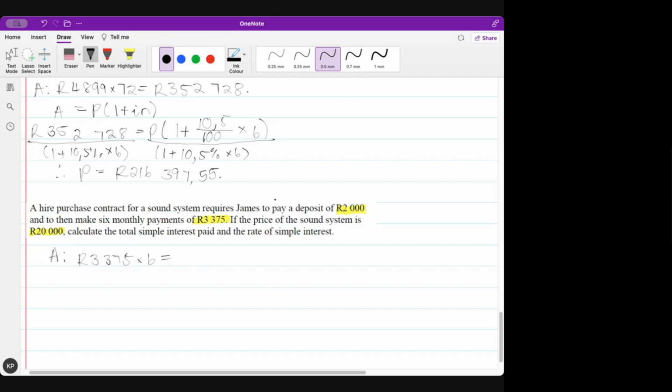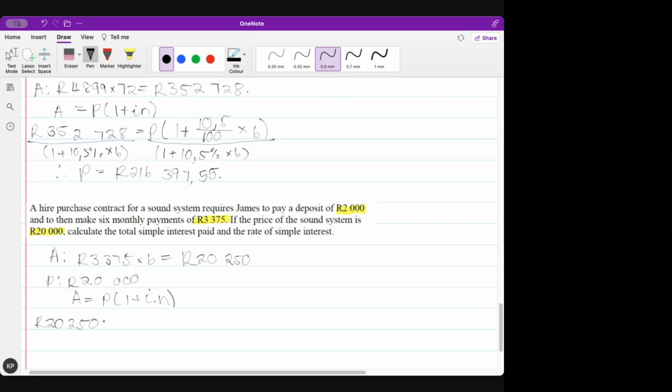3,375 times 6. So James is gonna pay 20,250. Okay, we're not judging James. This is how much James is going to pay. If the price is, so this is A and principal is 20,000. Let's get substituting. A is equal to P(1 + in). Okay, so we know A. Well, James doesn't actually pay that much interest.